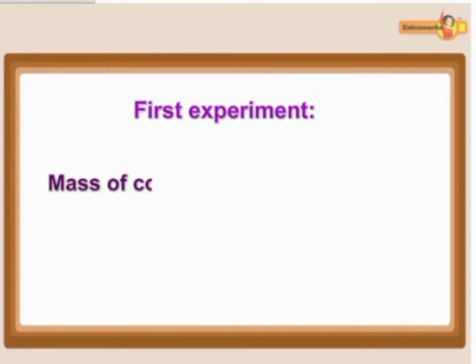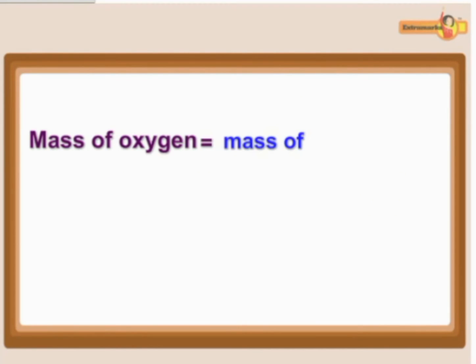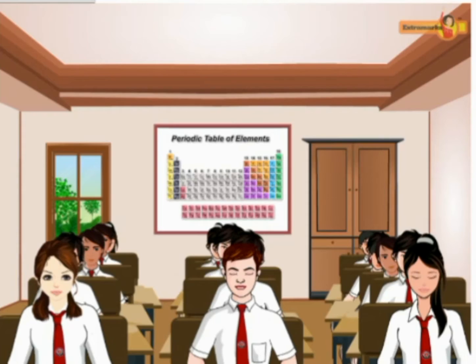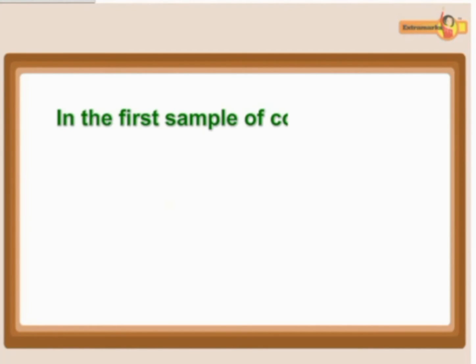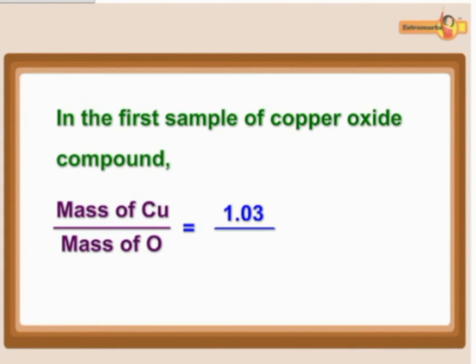In first experiment, mass of copper is 1.03 grams and mass of copper oxide is 1.288 grams. By subtracting mass of copper from mass of copper oxide, mass of oxygen is obtained as 0.258 grams. In the first sample of copper oxide compound, mass of copper upon mass of oxygen is 1.03 grams upon 0.258 grams, which is equal to 4:1.